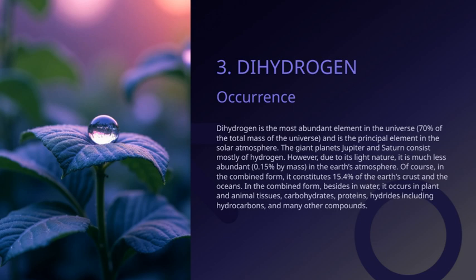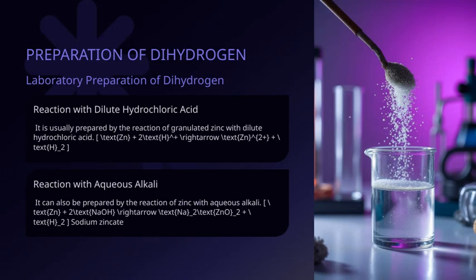So, in summary, hydrogen's occurrence spans from the vast cosmos to our own planet's crust and living organisms. Its unique properties and widespread presence make it a key element to understand in the context of chemistry and the universe as a whole.